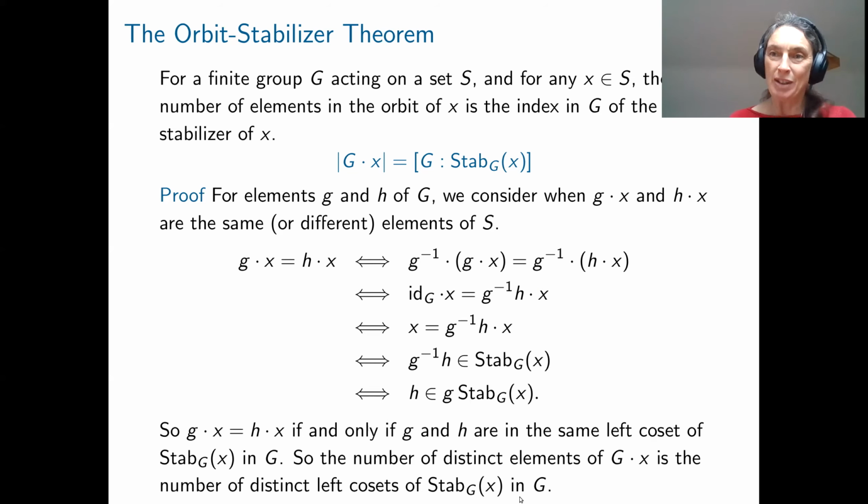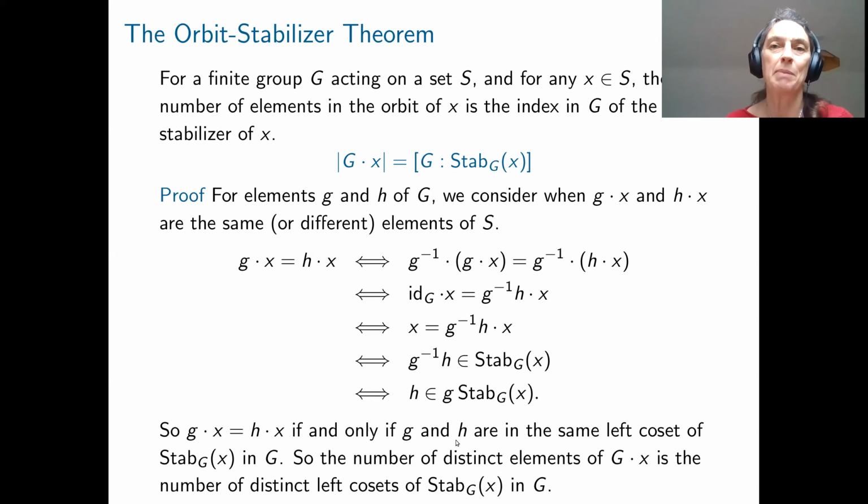To read this and connect all the links requires a good fluency with all the language that we have so far, which I think can be one of the challenging things in this subject. But if you're fluent in the language of index, stabilizer, cosets, and so on, hopefully it's obvious at the last line that this is exactly what we had to prove: the number of distinct elements in the orbit of X under the action of G is just the number of distinct left cosets of the stabilizer of X in G. That's the index of the stabilizer in the group G.